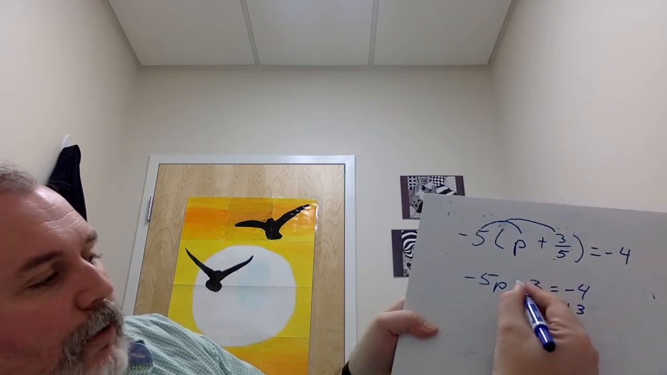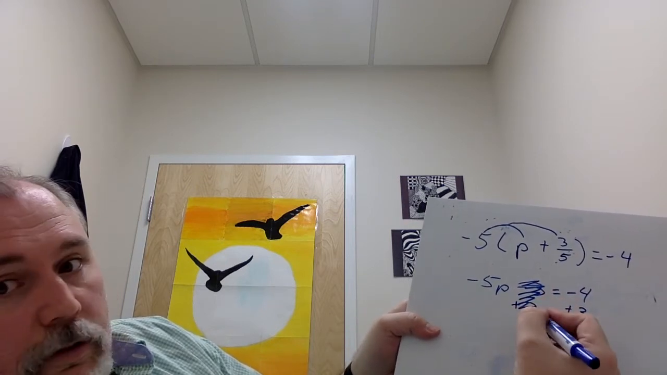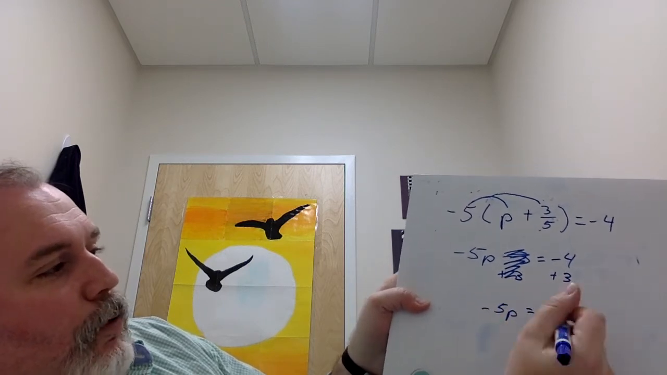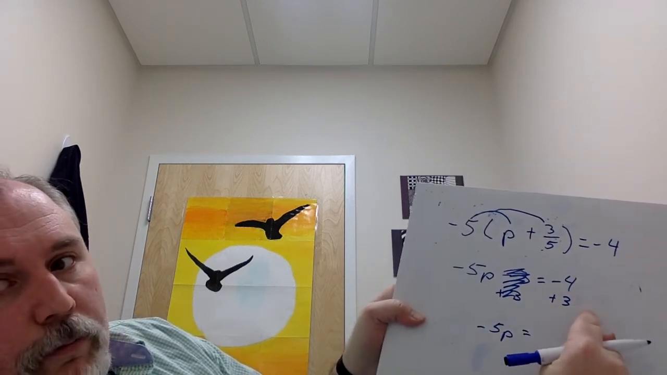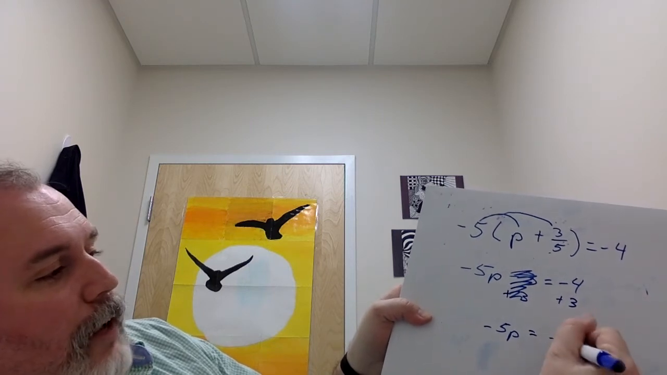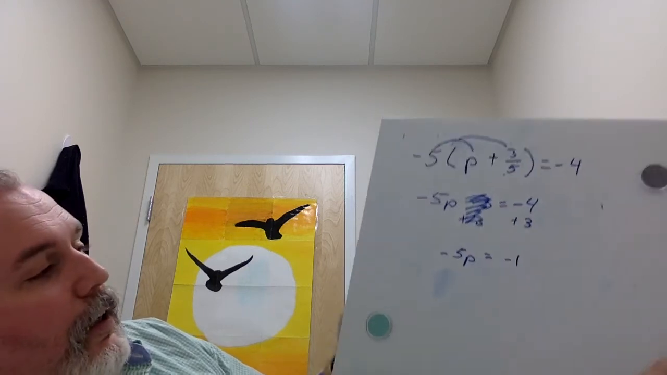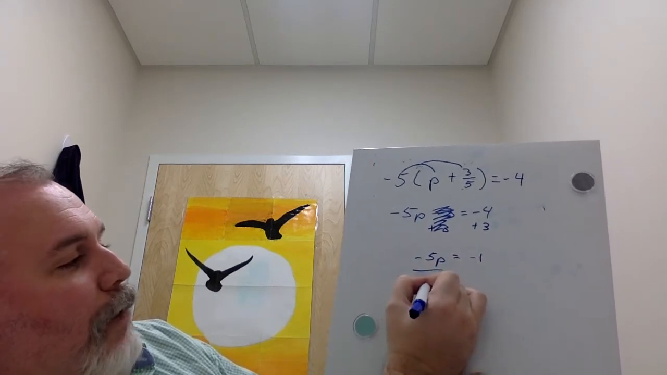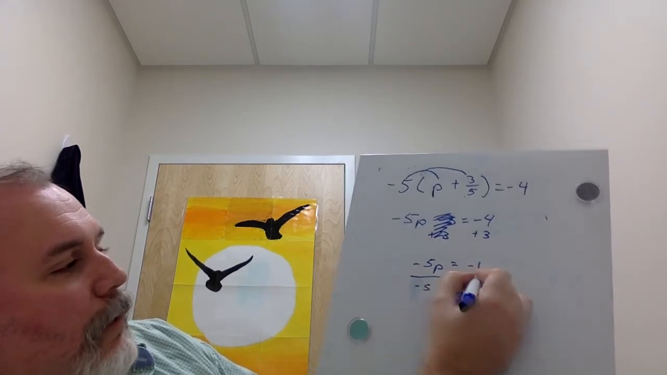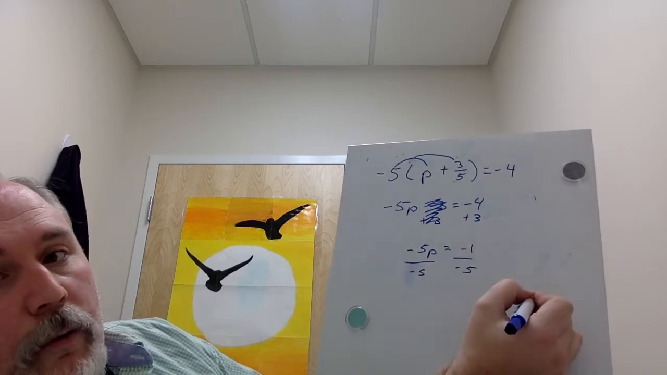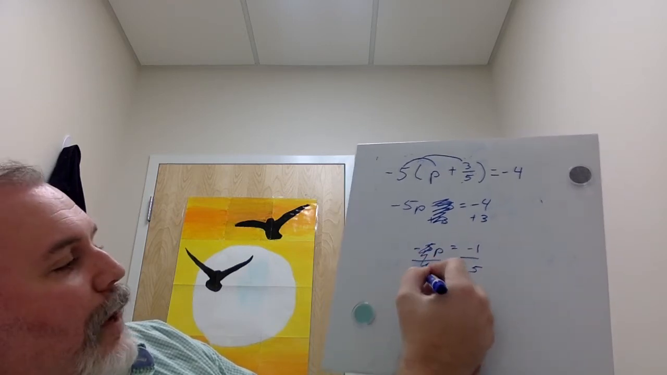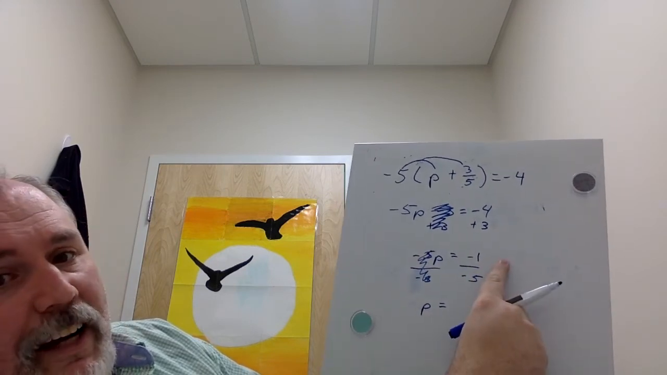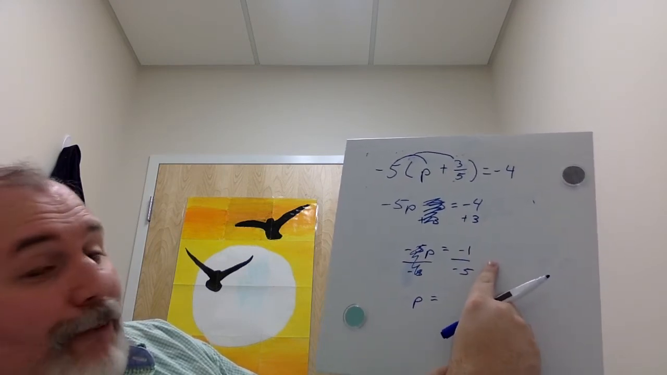What happens is that cancels out, okay? And we get negative 5p is equal to, well, negative 4 plus 3 gives me a negative 1. All right, now we're going to divide by negative 5 on both sides, okay? And when I do, that cancels out and leaves me with p is equal to negative 1 divided by negative 5.